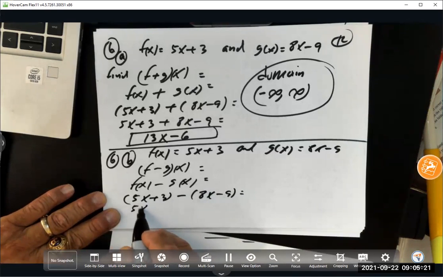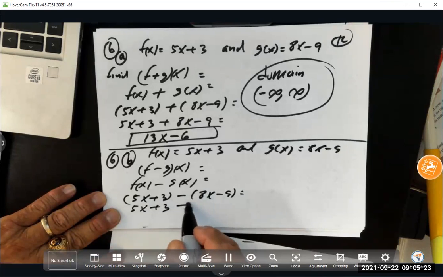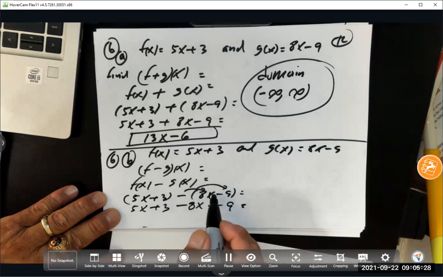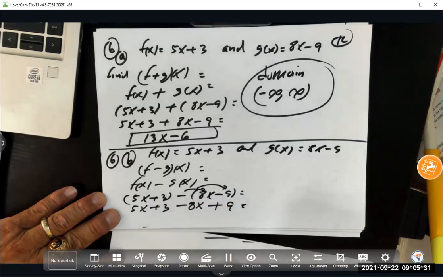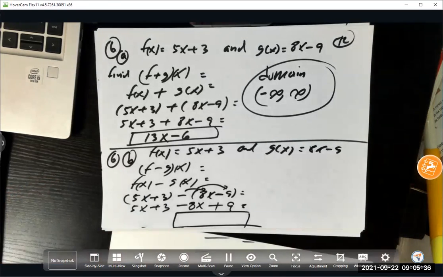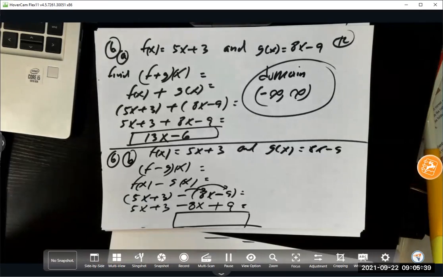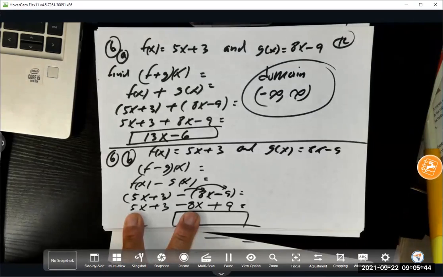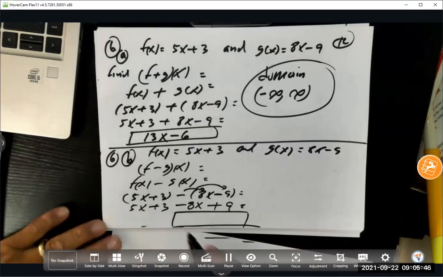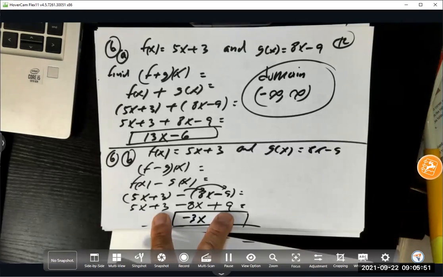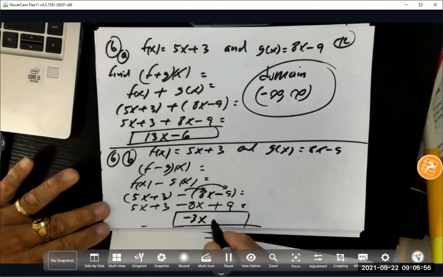So you have 5x plus 3 minus 8x and a positive 9. Y'all see how I switched the signs right here? Negative of negative is a positive. So now, tell me the answer that goes in the box. Is it negative 3x? Yes. What else? Plus 12. Yes, plus 12.